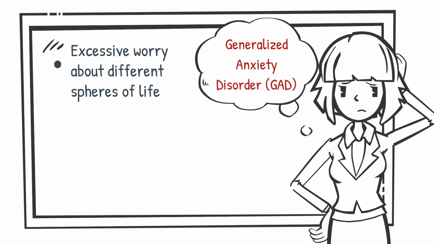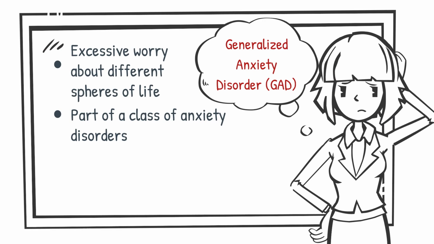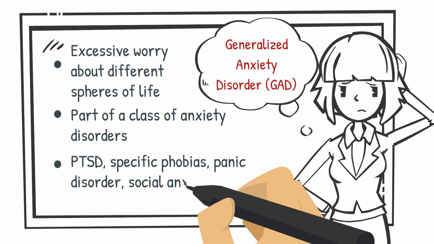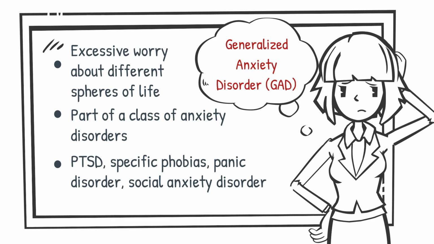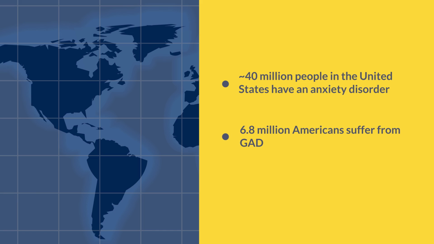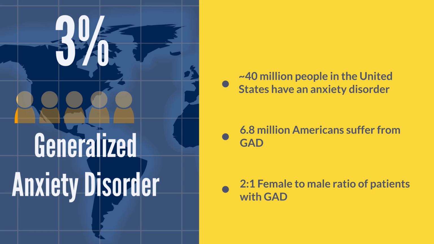Generalized anxiety disorder is part of a group of conditions known as anxiety disorders. Some of the other mental health conditions that make up anxiety disorders include panic disorder, specific phobias, social anxiety disorder, and PTSD. Approximately 40 million Americans suffer from an anxiety disorder, and 6.8 million of those adults suffer from generalized anxiety disorder in particular, which makes up roughly 3% of the population in the United States. There is also a higher prevalence of GAD among females compared to males.